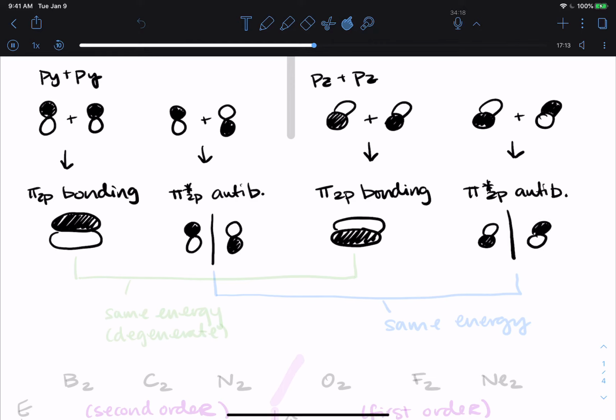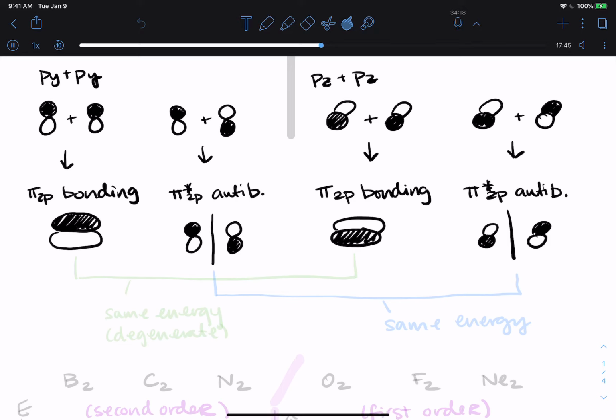Now, just like every other situation, if your shading was opposite my shading, it's totally fine. What really matters is same shades give constructive interference, opposite shades give destructive, and if you have all constructive, you have bonding. If you have destructive, you have the anti-bonding. So you notice these all really look a lot like each other. They're just kind of pointed in different directions.